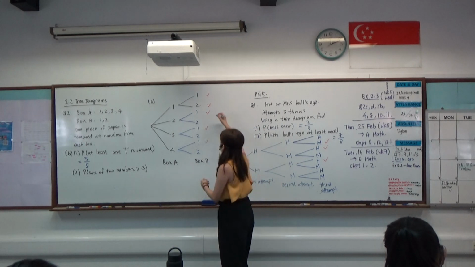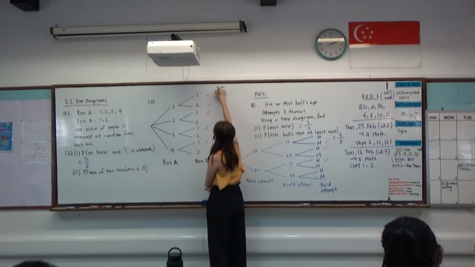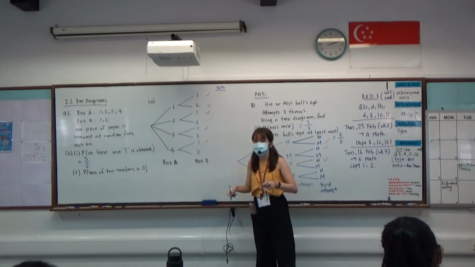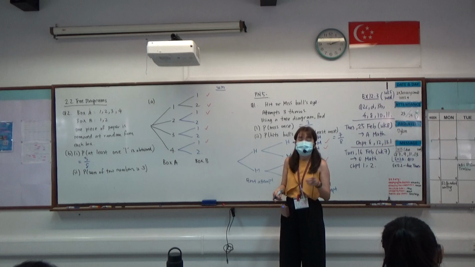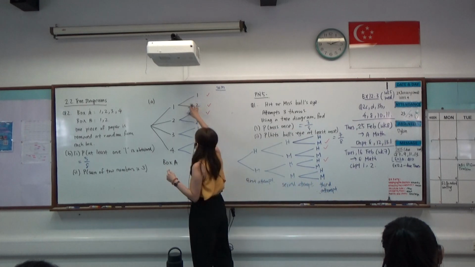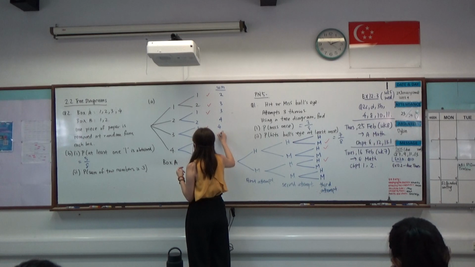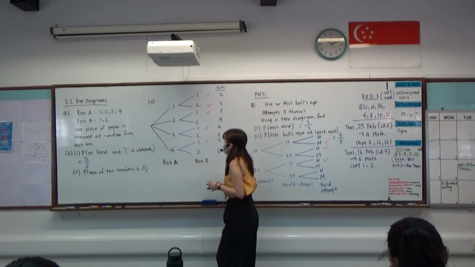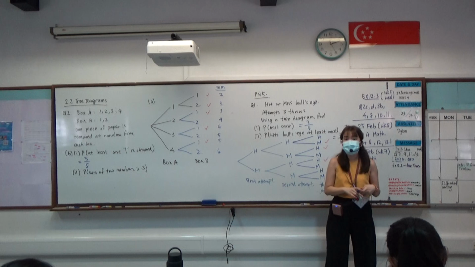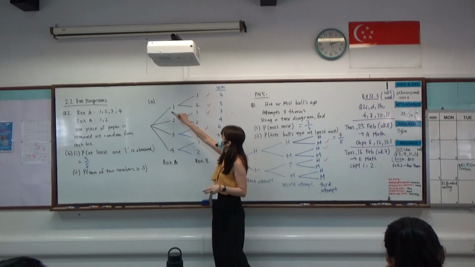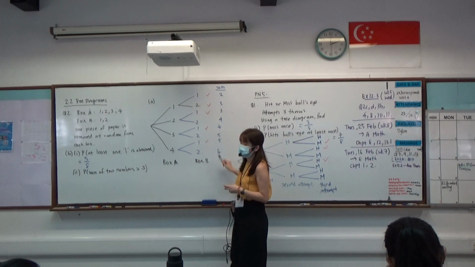So since we are looking at the sum, what we will usually do is to create one column that describes the sum. So you just quickly add up the numbers: 2, 3, 3, 4, 4, 5, 5, 6. Add up the numbers along that branch itself that will result in that sum.